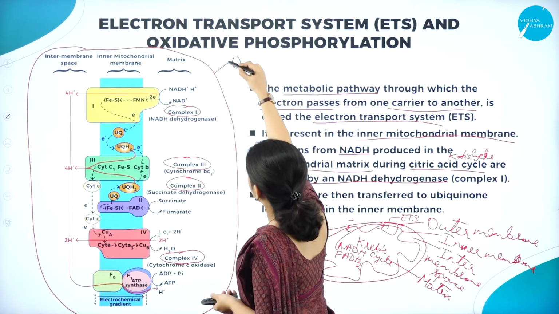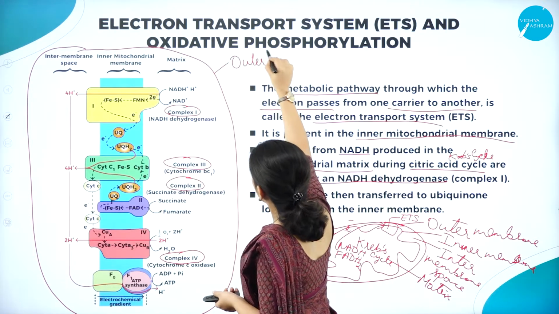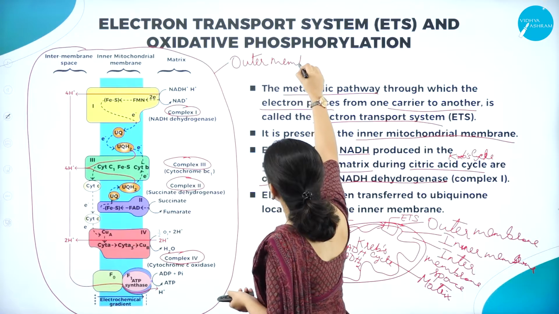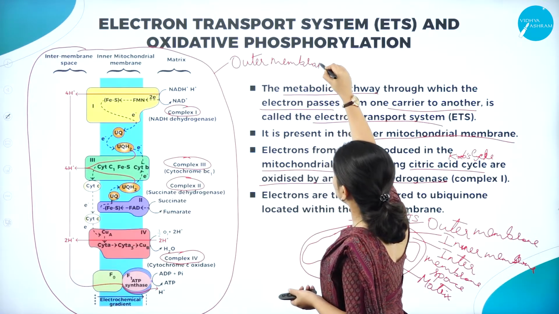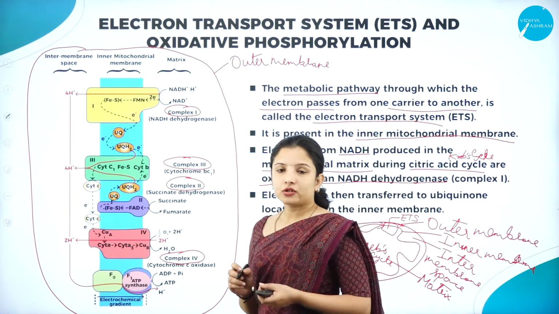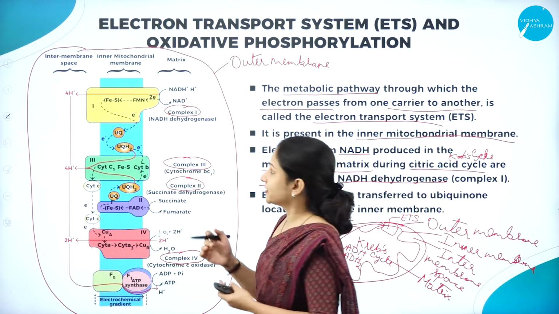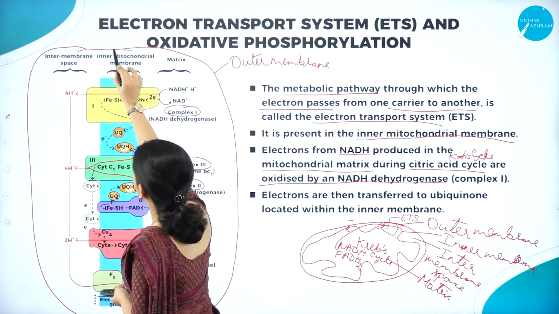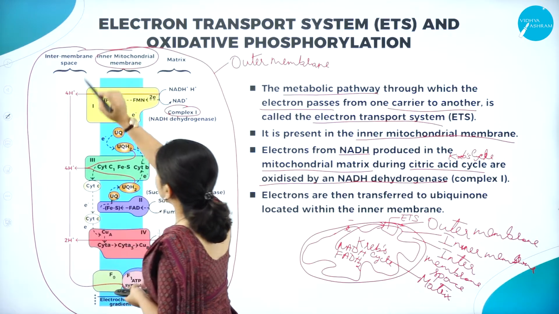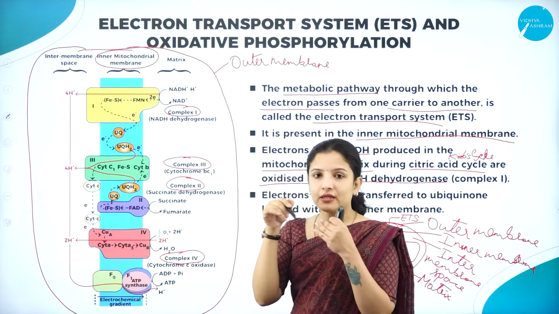This is the outer membrane. Outer mitochondrial membrane. Then inner to the outer membrane, after the outer membrane, what is there? The inner membrane is there, right? So we have the inner mitochondrial membrane, if you can see. And remember, I had told you between the inner membrane.